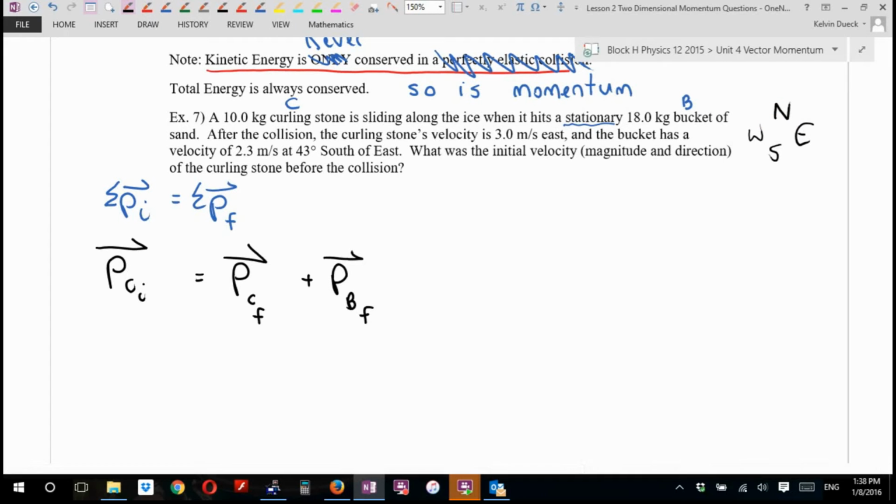Do I know what the curling rock looks like initially coming in? Nope. No. Okay. Here's my high-tech system then. I don't know. Wham, they collide. I hope that means they told me the other two and that I can add them tip to tail and then figure out what the incoming must have looked like. I hope.